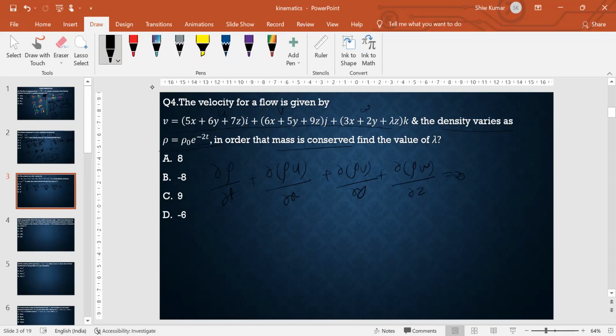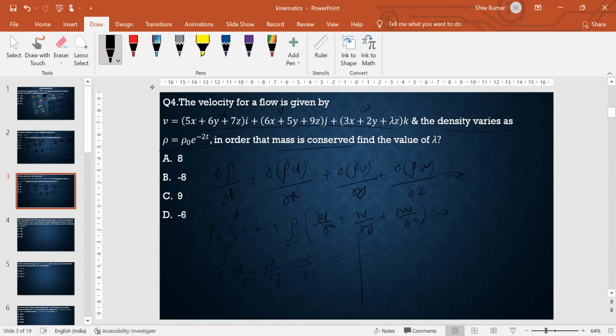So if you differentiate it with respect to t, rho naught is constant, e raised to anything is e raised to minus 2t, into minus 2, plus rho. From all three terms, take rho as a common. Now it will be dou u by dou x, dou v by dou y, and dou w by dou z. So rho you take out common, and finally you get minus 2 plus dou u by dou x, dou v by dou y, plus dou w by dou z must be equal to 0.